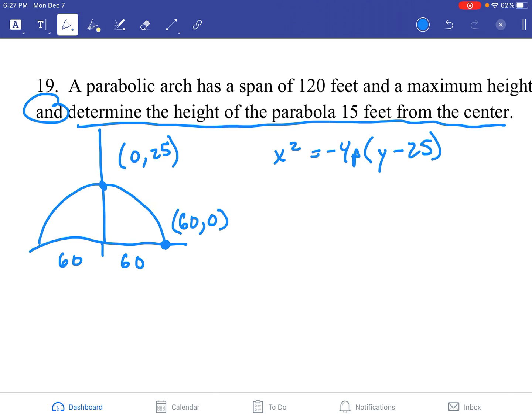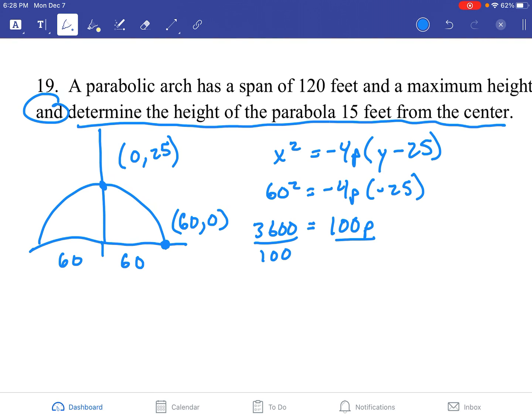All right, the other thing we can do is throw in the x and the y value, so the 60 and the 0. So we have 60 squared equals negative 4p times negative 25, because y is 0. Okay, well, 60 squared is 3,600 equals 4 times 25, which is 100p. Divide both sides by 100. P will equal 36.